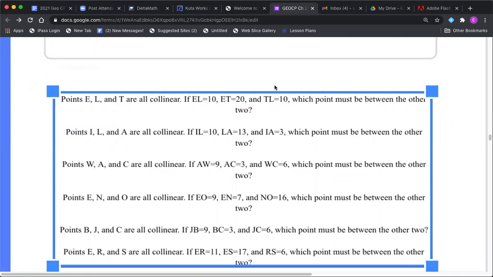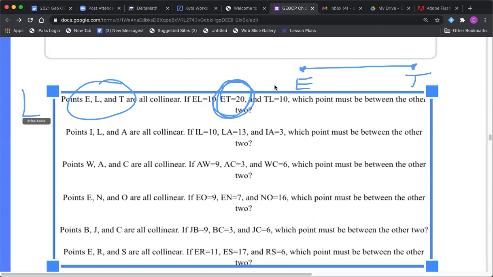This is round 3. So you have EL is 10, ET is 20, and TL is 10. All you have to do, ladies and gentlemen, is go to the biggest segment. In this case, it's 20. That's ET. Those are the ends. So who's in between? Well, you only have 3 points, E, L, and T. If E and T are on the ends, it has to be L that's in between the other two. So L is my answer for this one.